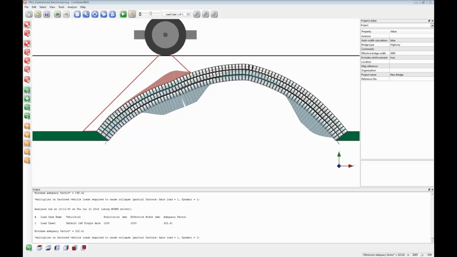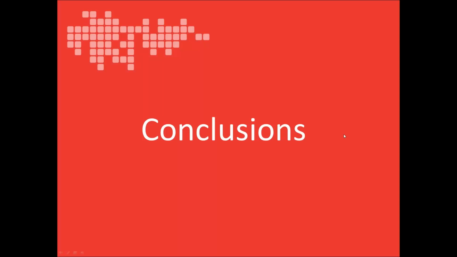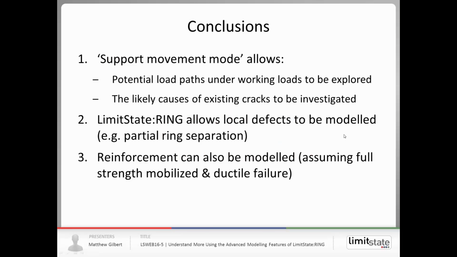So as I said, we've got relatively close values to the experimental recorded values in this particular case. Okay, so just to wrap up, support movement mode allows potential load paths under working loads to be explored, and also the likely causes of existing cracks to be investigated. LimitState Ring allows local defects to be modelled, for example partial ring separation, but also other things, so cutouts, blocks of different densities. Reinforcement can be modelled, although you need to bear in mind that we're assuming ductility and full strength is mobilised.